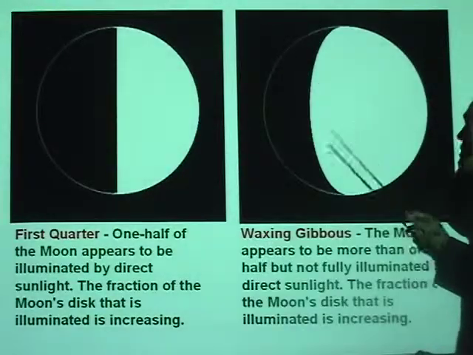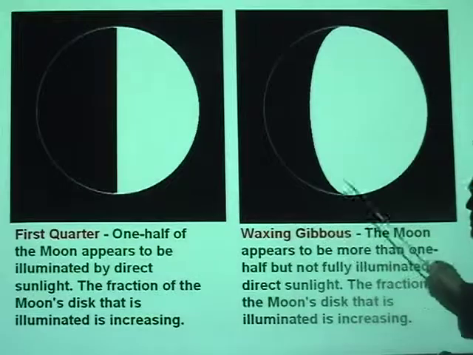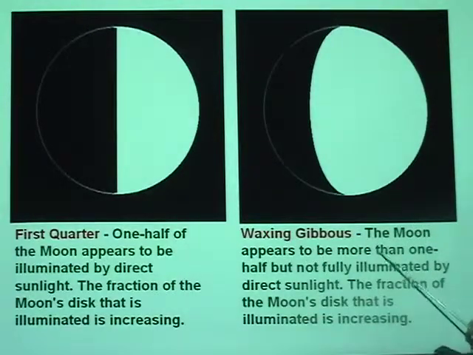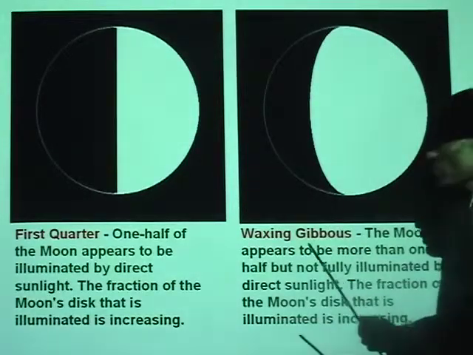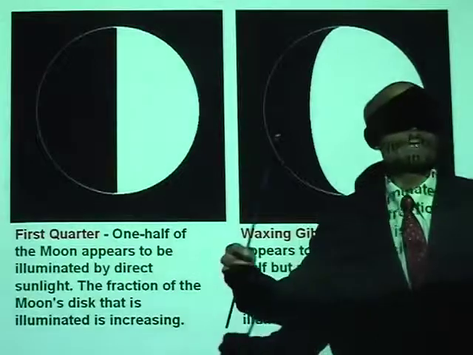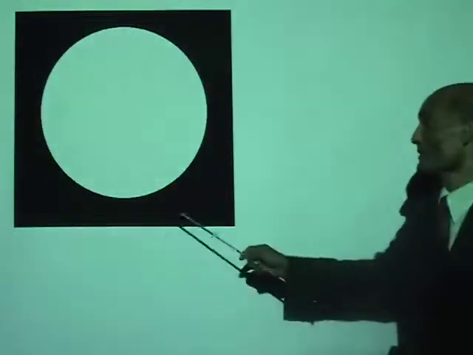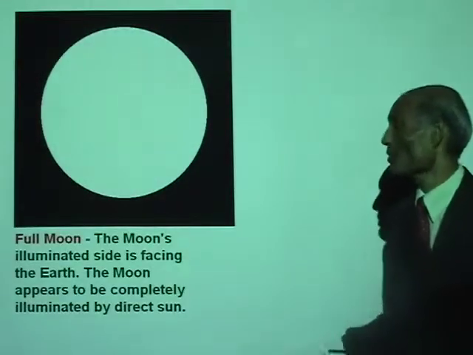And this is the waxing gibbous. Now the moon appears to be more than 1/2 but not fully illuminated, and the fraction of the moon's disk that is illuminated is increasing. And there you got the beautiful full moon.